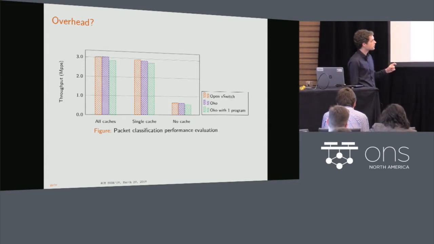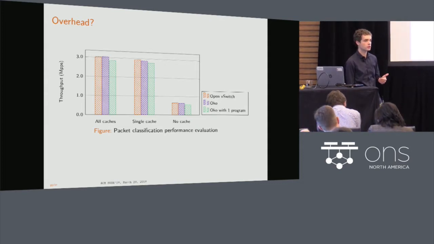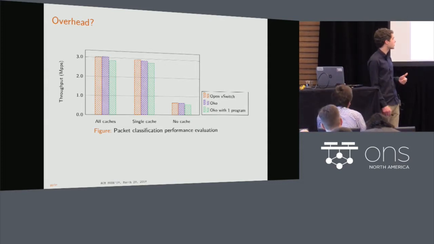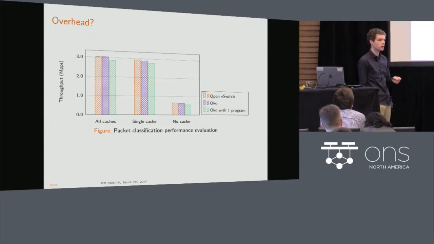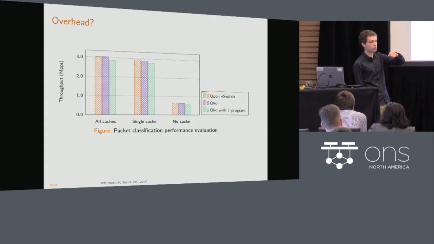One thing we looked at is what was the overhead when we had one empty program loaded in OVS. So when we have one empty program, that's the last bar in each of the three cases, we have a slight overhead of about 4 to 5% in addition. So that's the overhead because of the jump to the program and then the jump back to the pipeline in OVS.